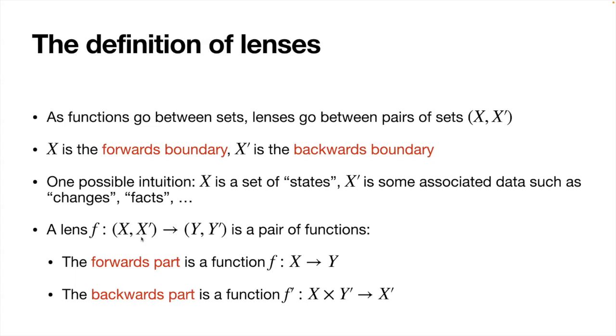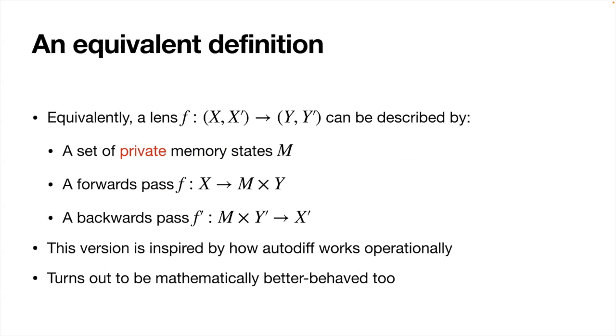A lens going from this pair of sets to this pair of sets is a pair of functions. The first one goes forwards, from the forwards boundary here to the forwards boundary here. That's just an ordinary function. Then we go backwards along the backwards boundaries, from y prime to x prime, but we have an additional input: there's an additional dependency on the forwards input. So this is a kind of lopsided, asymmetrical definition.